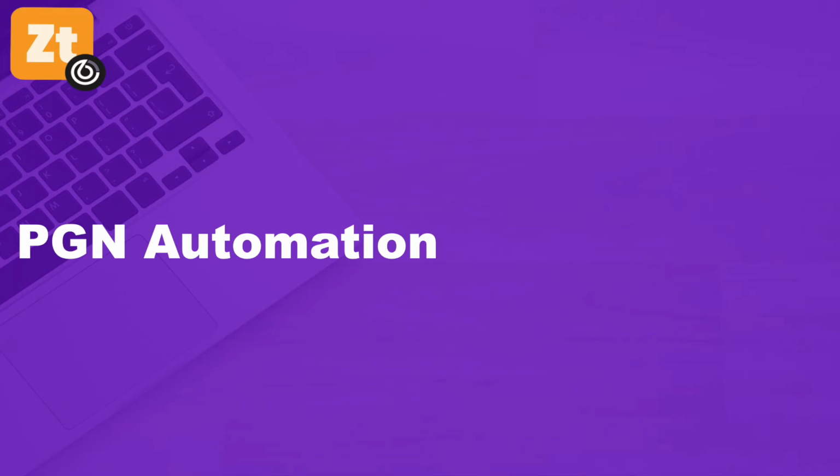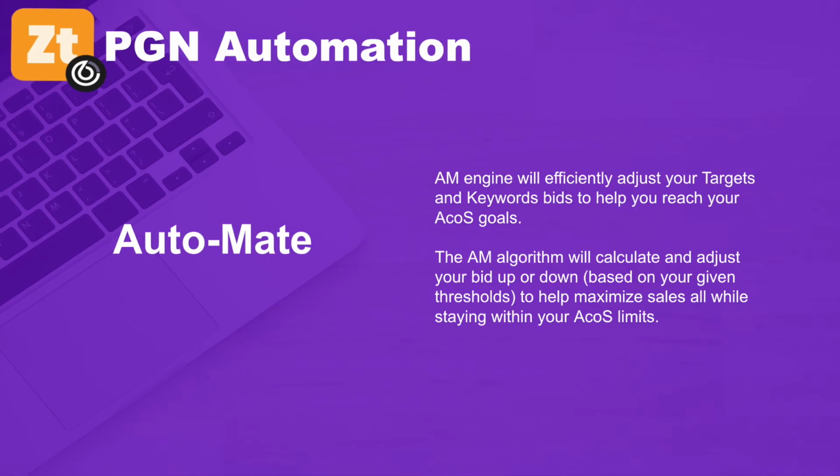We showed you what's inside the PGN, and now we're going to cover the PGN automation that works specifically only within the PGN, and is available to you only if you have a Dominator plan, which is our highest plan. There are 6 specific automations that we have within PGN. First is the Automate 3.0.